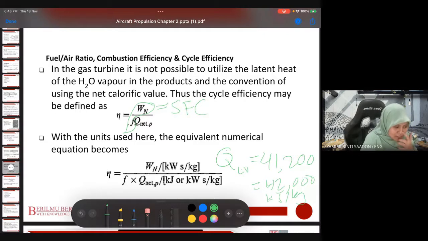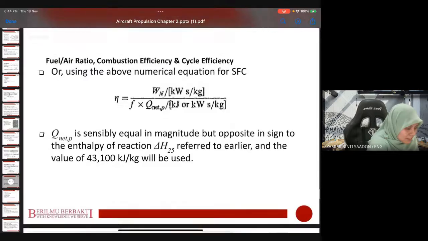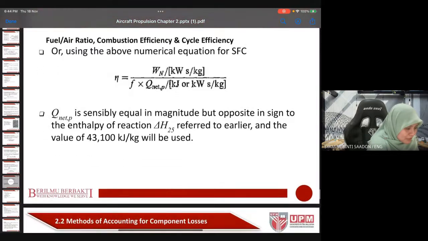So this is to calculate the cycle thermal efficiency. We need to take into consideration this heating value, which depends on the type of fuel used, the gas. And here it is given as 43,100, so around 40,000.